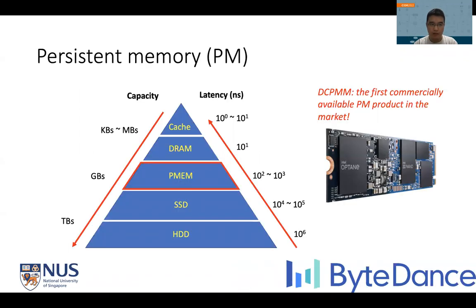In this work, we will look at persistent memory, which is a fast-growing memory technique in the past years. It has a very fast access latency, like DRAM, but it also has very large storage capacity, which can be up to hundreds of gigabytes. Currently, the Intel Optane persistent memory is the first and the only commercially available PM product in the market. So in this study, we will use it as our test package.